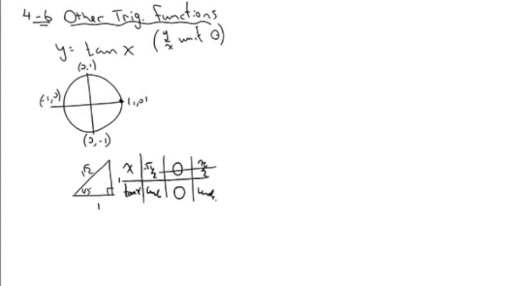So that doesn't give me a lot of information. At angle 0, tan of 0 is 0. Here's negative pi over 2. Here's positive pi over 2.